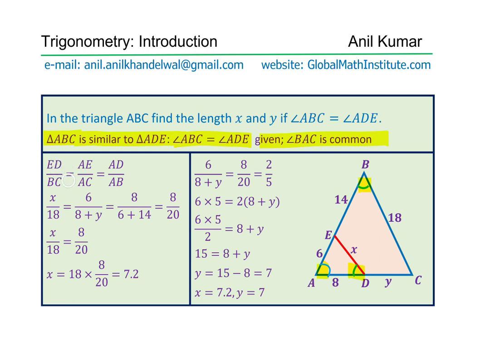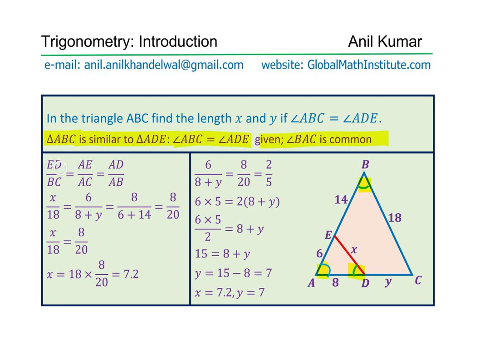So ED over BC is equal to AE over AC. A to E is the side opposite to the same angle given to us. And for the bigger triangle, the side opposite to the same angle is A to C, right? So we have written A to C. Now the third side ratio, AD and AB, should also be equal to the same. So these ratios are equal.